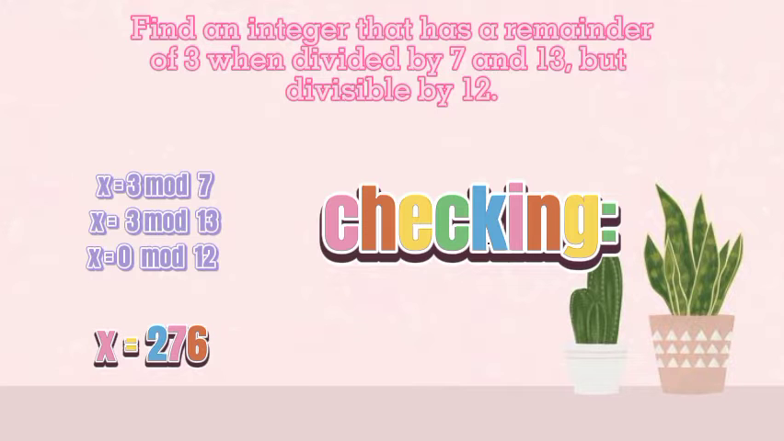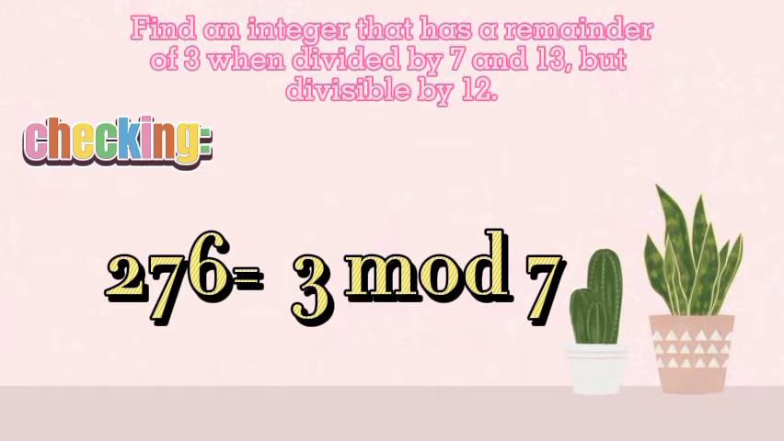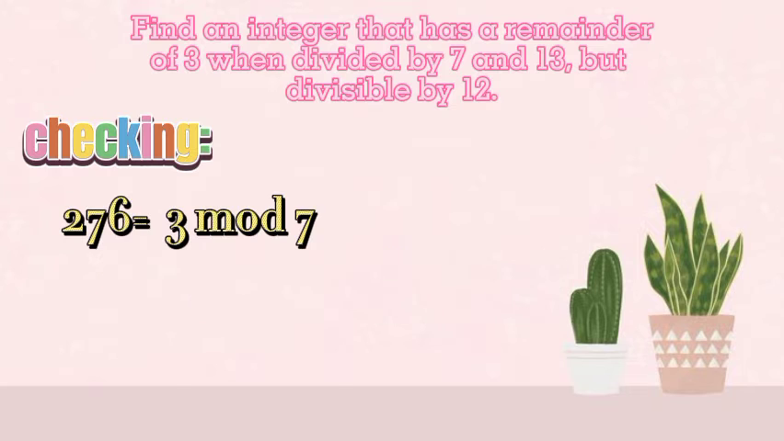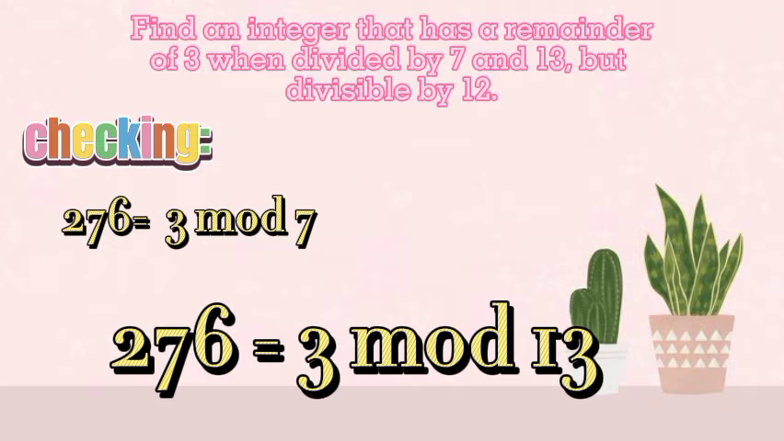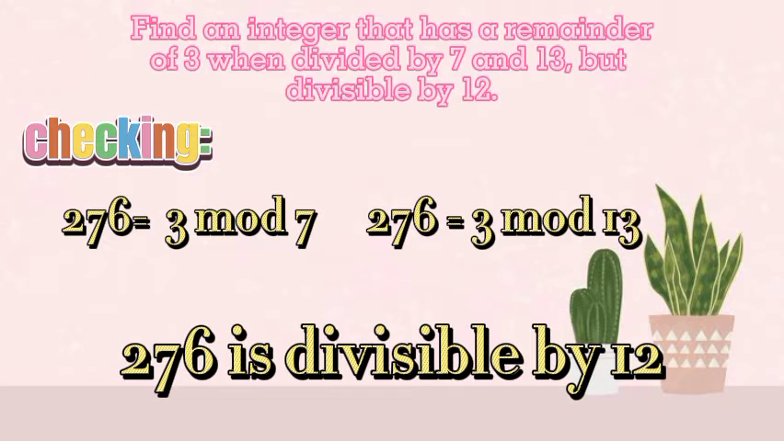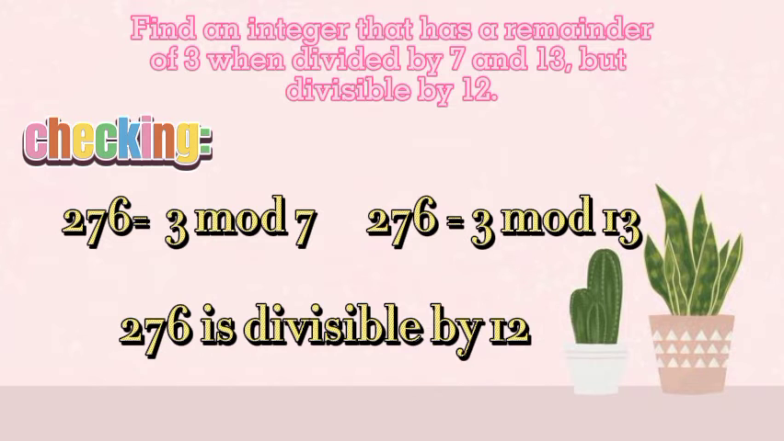We can check that 276 is equal to 3 mod 7, 276 is equal to 3 mod 13, and 276 is divisible by 12. So the quotient is 23 and the remainder is 0.